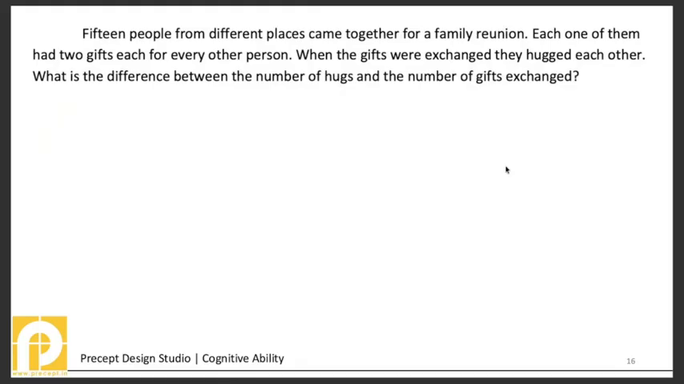Very simple. There are 15 people in the gathering. When these 15 people came together, every person gets 2 gifts from every other person. So first we'll count gifts received.